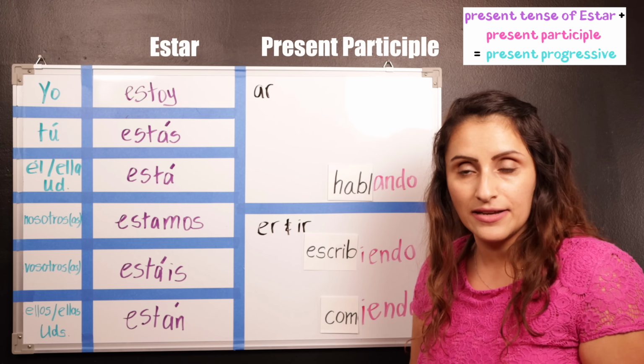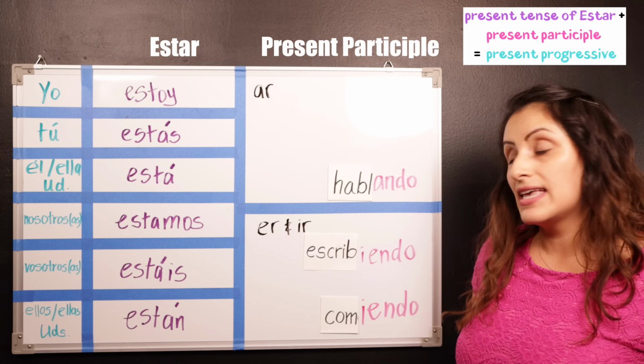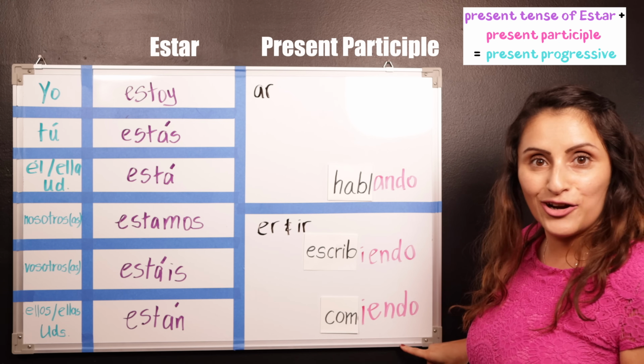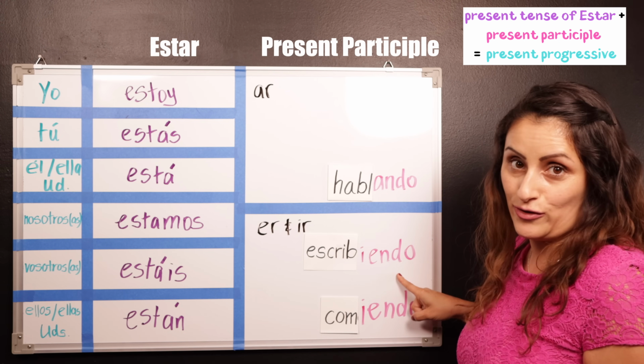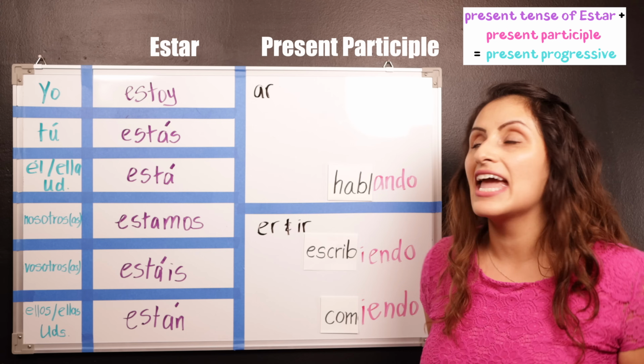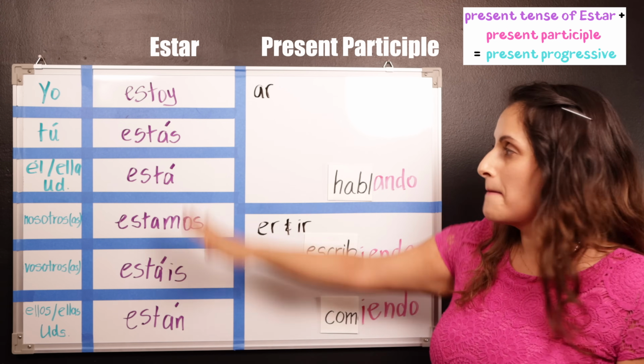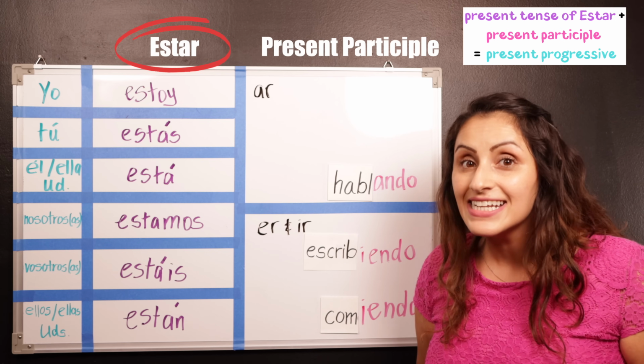I am writing. So again, here you have an example of an AR verb, an ER verb, and an IR verb. They all work the same. We follow our formula, present tense of estar.